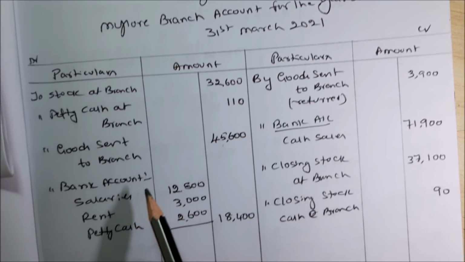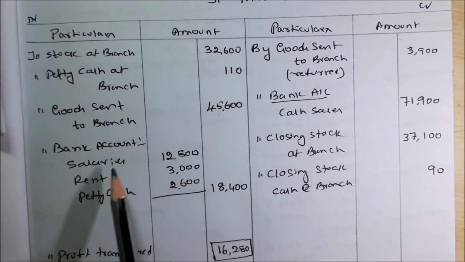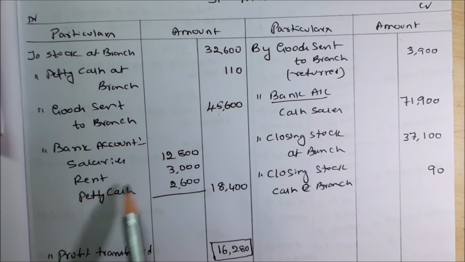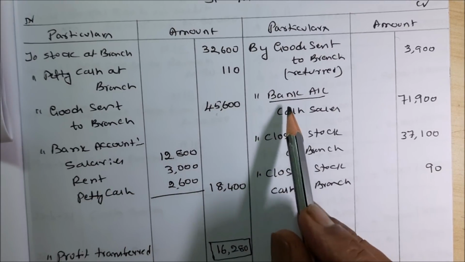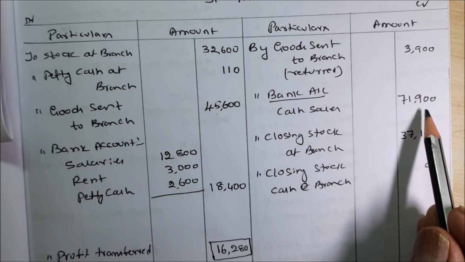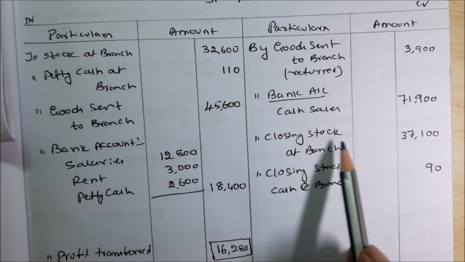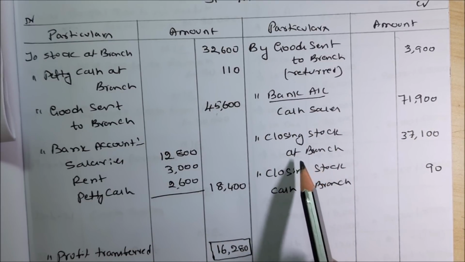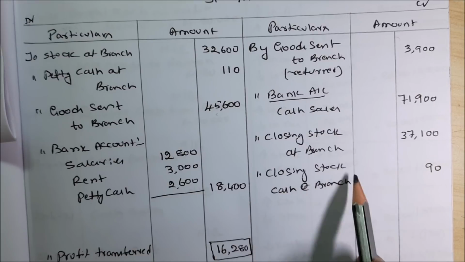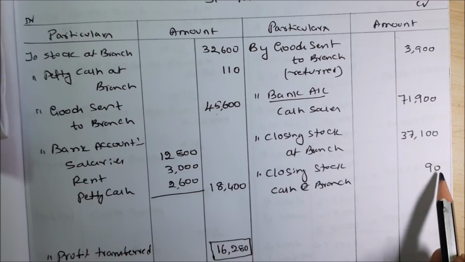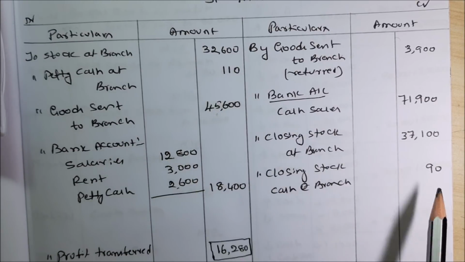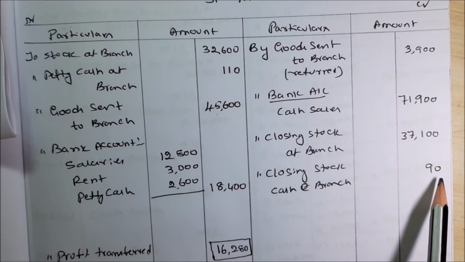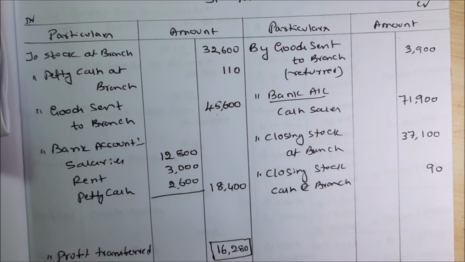To bank account, whatever expenses have been sent by the head office, salaries, rent, petty cash, you write it is 18,400. Then they have given cash sales 71,900. Then you write the closing balance: by closing stock at branch 37,100, by closing petty cash at branch 90. You see that 110 rupees was the opening balance, closing balance is 90, means you have spent 20 rupees.